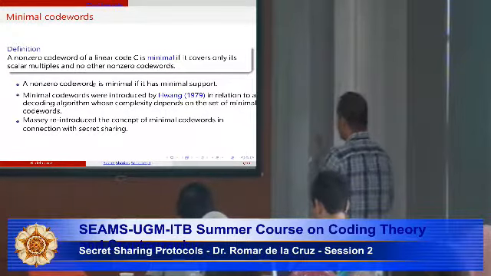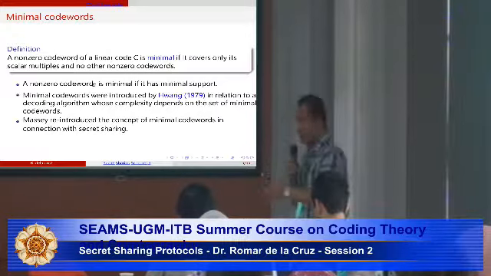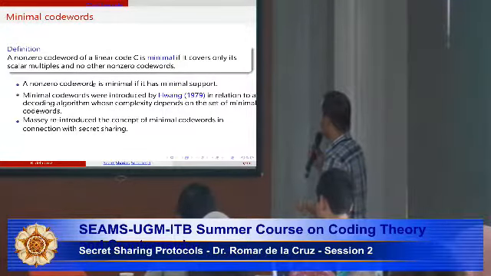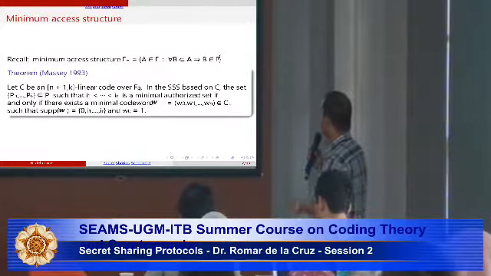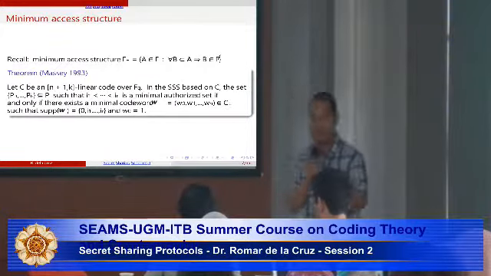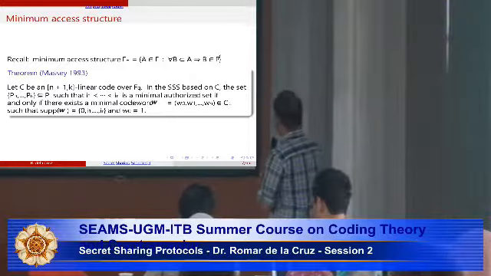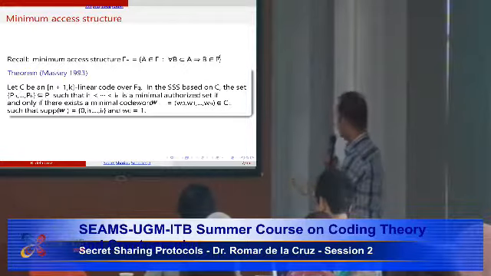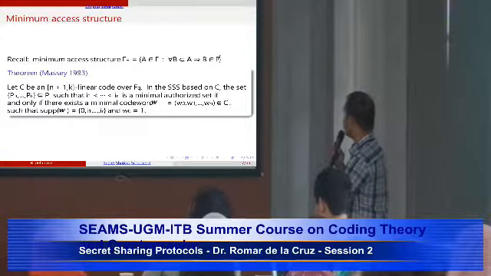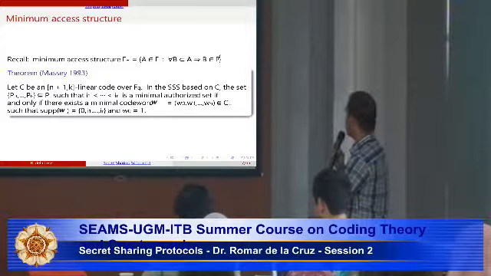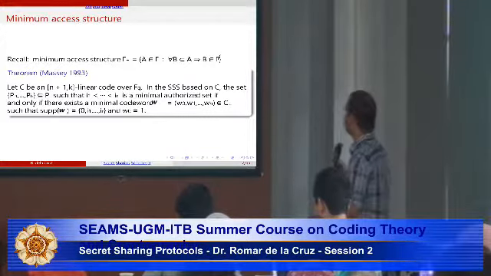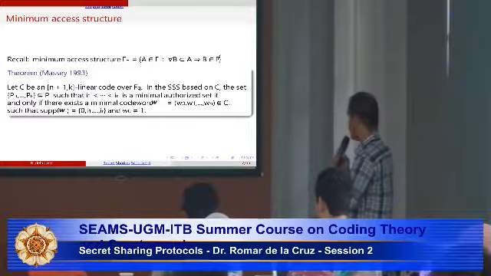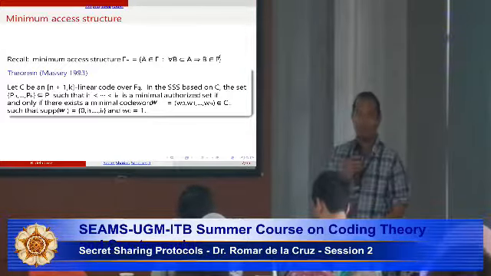Now what's the connection of these minimal code words with secret sharing? Massey proved the following. It is related to the minimum access structure. Let's recall again the minimum access structure: these are the authorized sets that are minimal. If you have a subset that is a proper subset of a minimal set, it's not authorized. Essentially, this theorem says that a minimal authorized set corresponds to a minimal code word of the dual code.